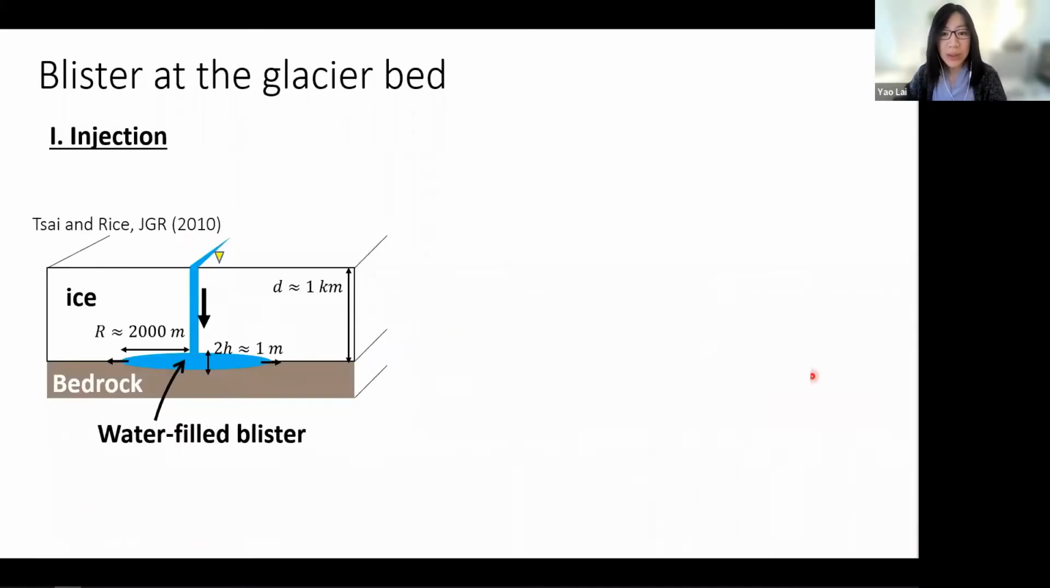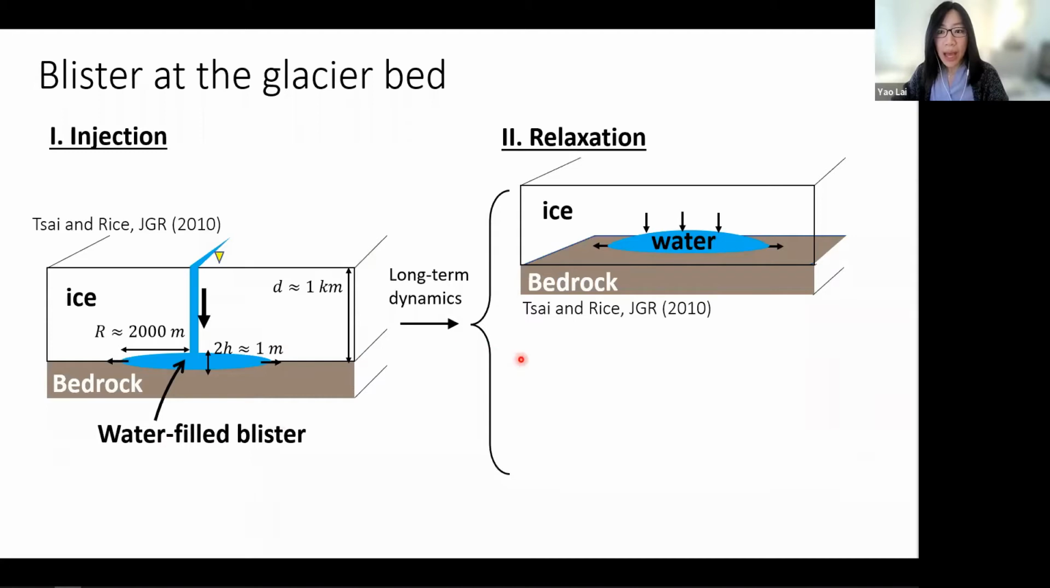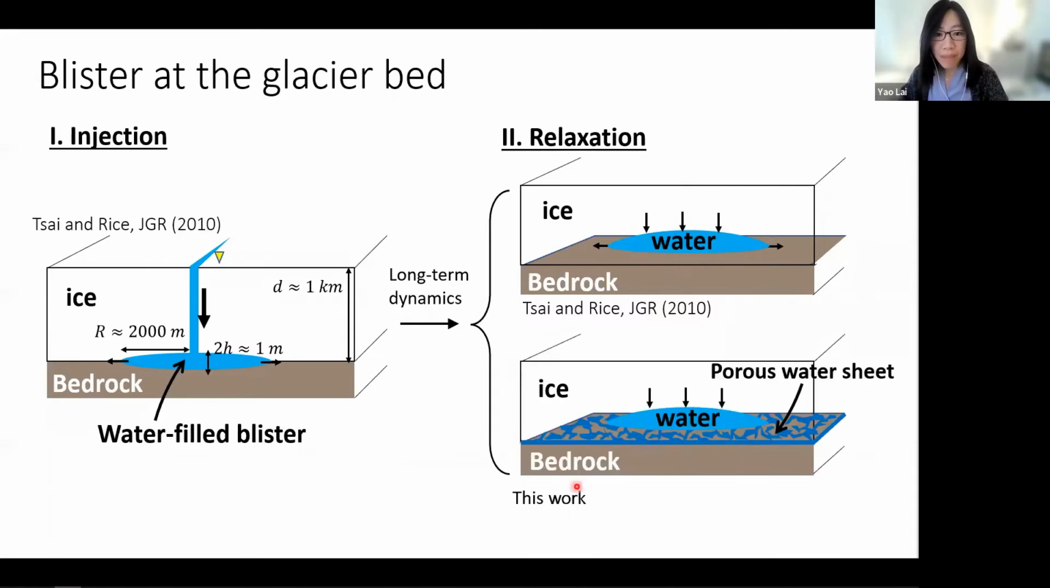And here's a classical Tsai and Rice model of lake drainage. So during water injection, the blister height increases, but during the relaxation, the height of the blister decreases as this fixed volume blister spreads over the ice sheet interface. However, observations and theories suggest the existence of a water network beneath the ice bed interface. So here we consider the effect of water leaking from the blister into the pre-existing porous water sheet.